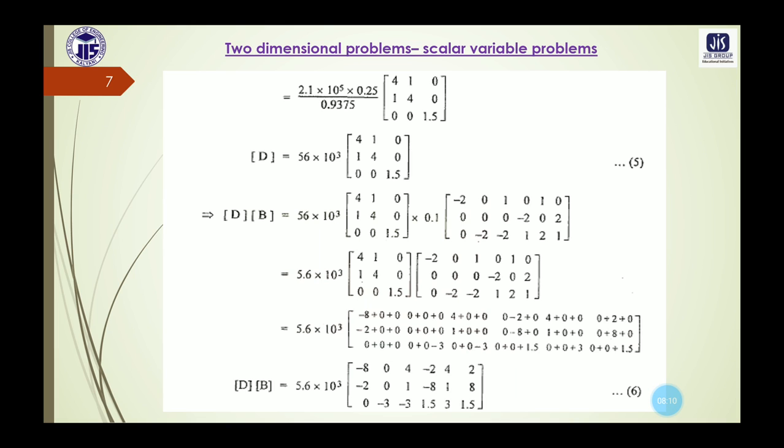Now we need to multiply the D matrix and the B matrix. That means there will be a multiplication of a 3 by 3 matrix and a 3 by 6 matrix. We can do this matrix multiplication here. Finally we will be getting 5.6 into 10 cube multiplied by a 3 by 6 matrix. So this is the multiplication of D and B matrix, which is our equation number 6. For the maximum of the cases we are performing matrix multiplication.